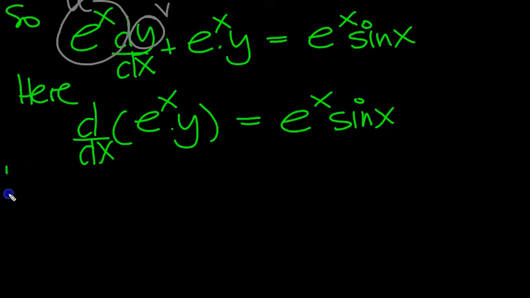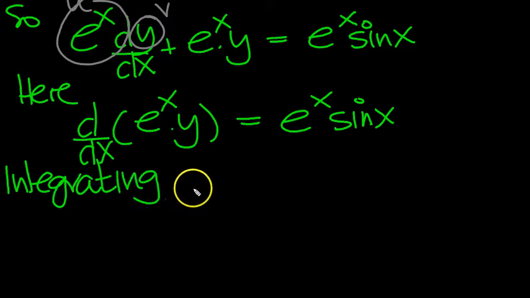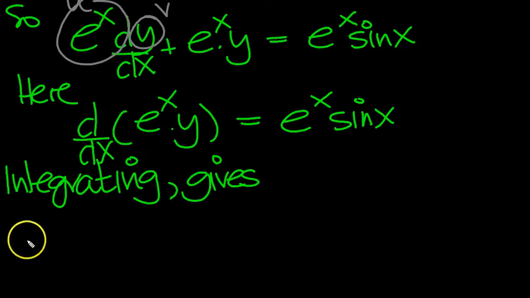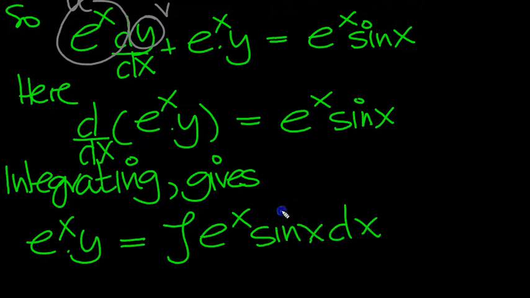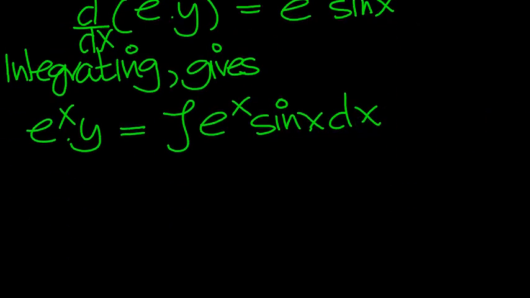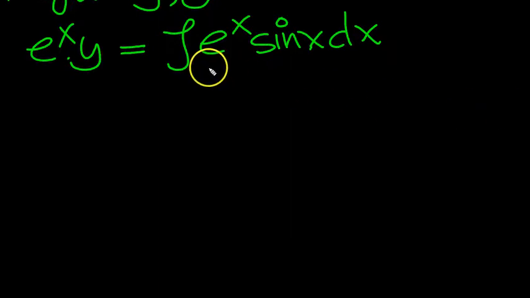So integrating then gives the integral of the derivative is just the object itself, e to the x times y, and that's equal to the integral of e to the x sine x, which is a standard integration by parts integral. So we'll do that now. Let's let this be v and this be du.